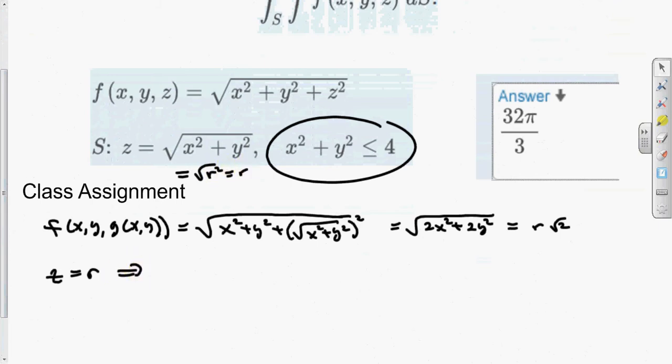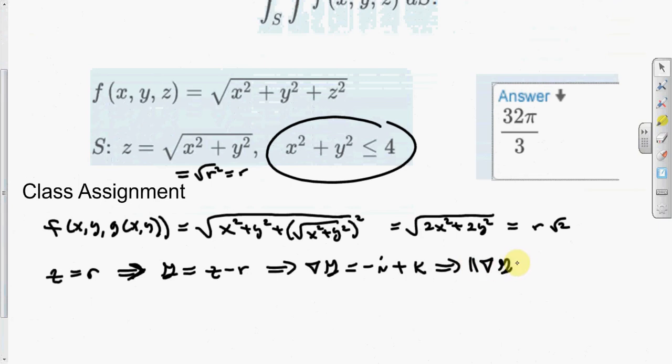This implies that capital G is equal to z minus r. This implies that the gradient of capital G is negative 1 times the r direction, for the theta direction 0, plus k. This implies that the norm of the gradient of G is equal to the square root of 2.